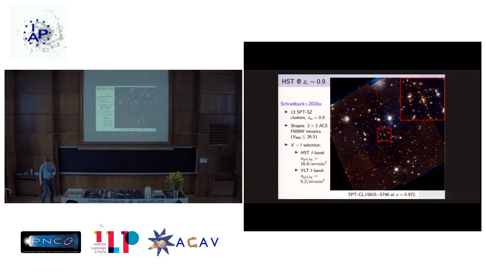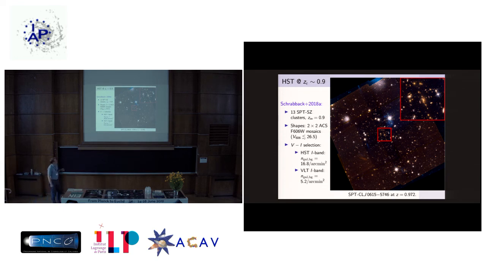This is just an example now from the input data to the Bocquet et al. paper. This is just one cluster here from a sample of 13 SPT-SZ clusters with a median redshift of 0.9. This is a 2x2 Hubble mosaic, which we use for the shape measurement. You see the cluster here in the center with the zoom out. With such HST data, you can measure weak lensing shapes to roughly 26 magnitude, which gives you a decent density of background sources, but you still need to select them in an efficient way.